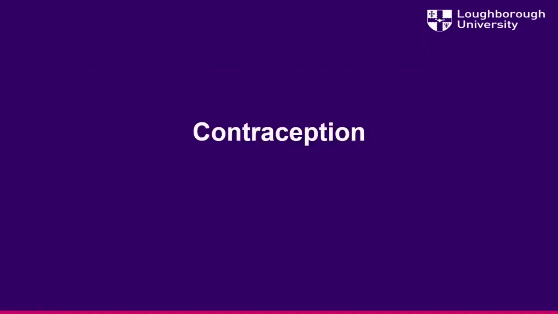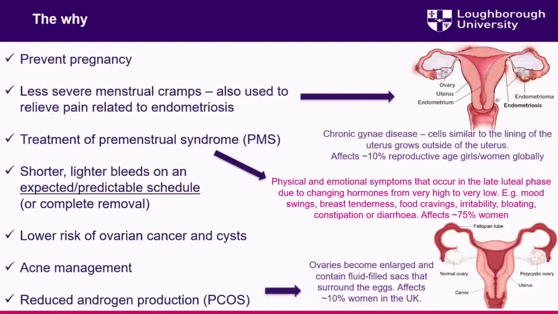That hopefully is a bit of a whistle-stop tour of the menstrual cycle. Hopefully that's given people a little bit of an insight into something they may not have known previously. So the next step is the contraceptive users. I thought I'd start, rather than going into what the contraceptive users are and what the different profiles are, with the why first.